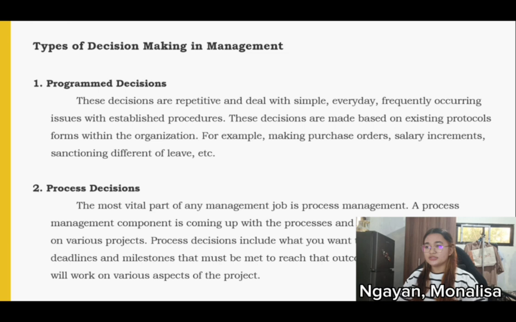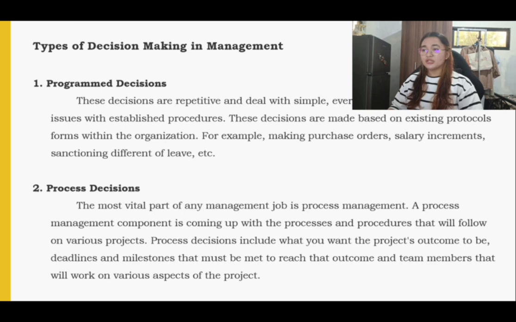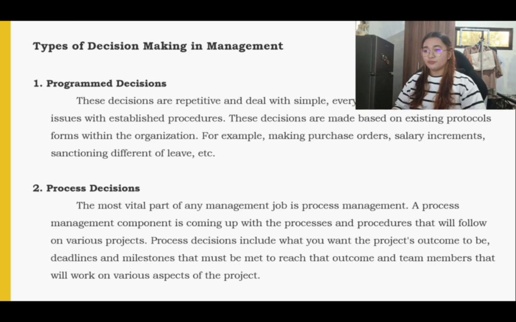Second is process decisions. The most vital part of any management job is process management. A process management component is coming up with the processes and procedures that will be followed on various projects. Process decisions include what you want the project outcomes to be, deadlines and milestones that must be met to reach that outcome, and team members that will work on various aspects of the projects.